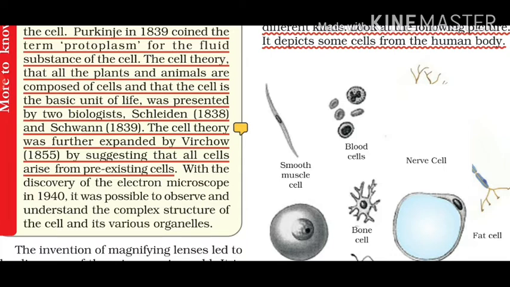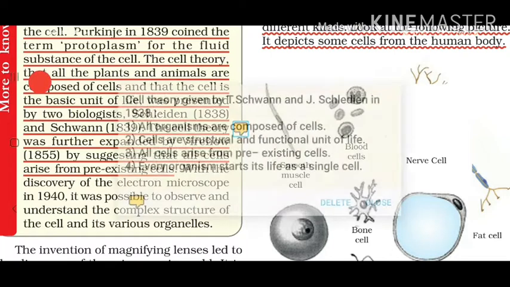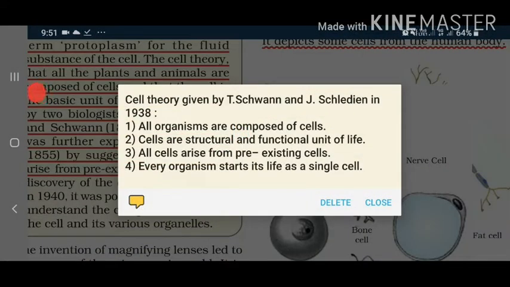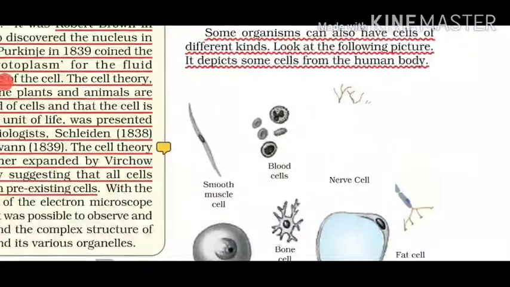The main points of the cell theory given by these scientists are: all organisms are composed of cells. Cells are the structural and functional unit of life. All cells arise from pre-existing cells, and every organism starts its life as a single cell, except viruses.